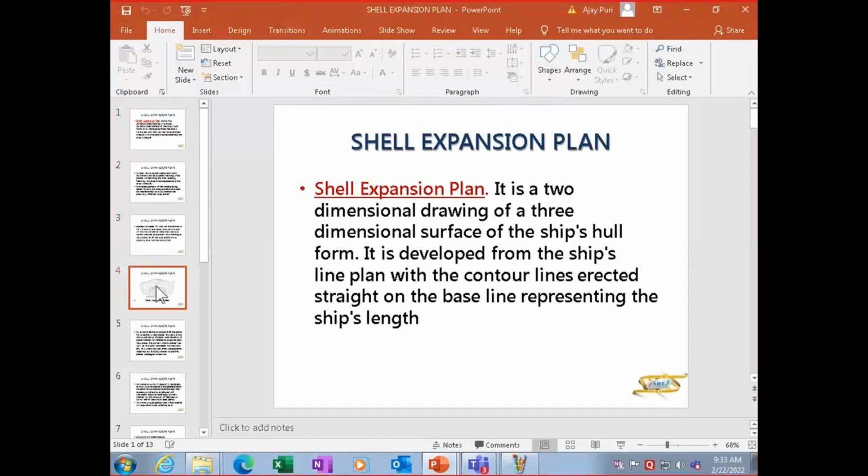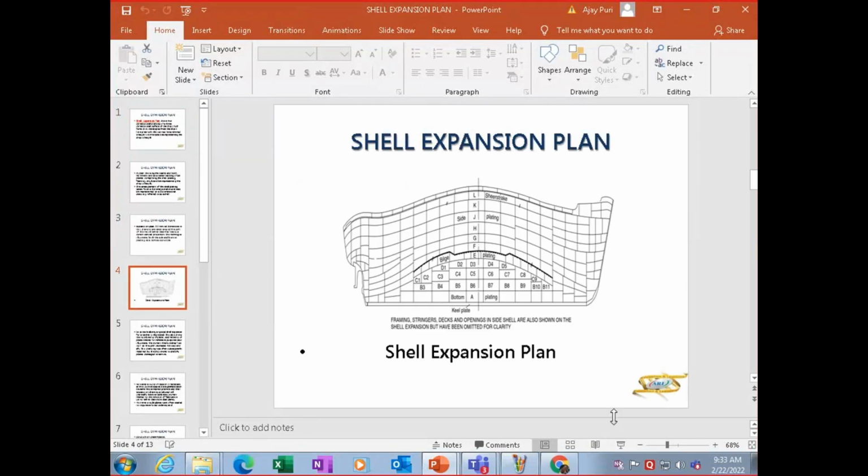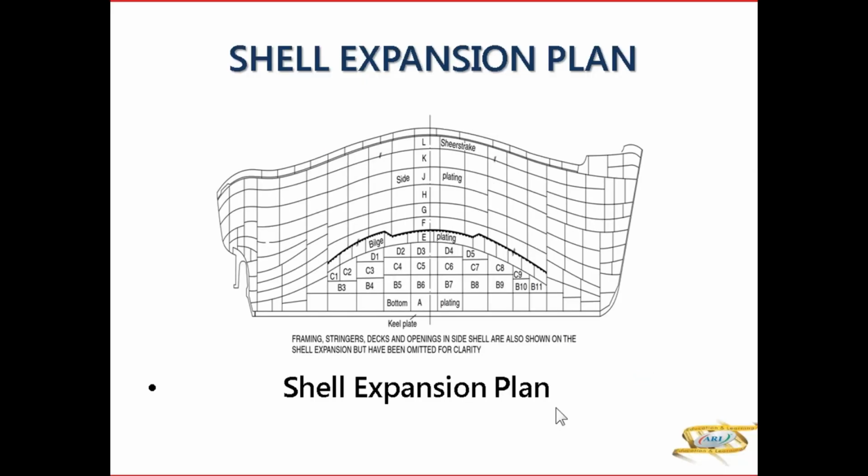Now, this shell expansion plan is basically a plan where your 3D effect is made into 2D. That means half of the ship, right from the bottom, you get in the plan. This is the bottom half you're getting in the plan, plus the top half. The hull part also you're getting in the shell expansion plan. Now, why is it known as the shell expansion plan? Because the hull is exposed right from the bottom half till the top half, showing all your strakes.